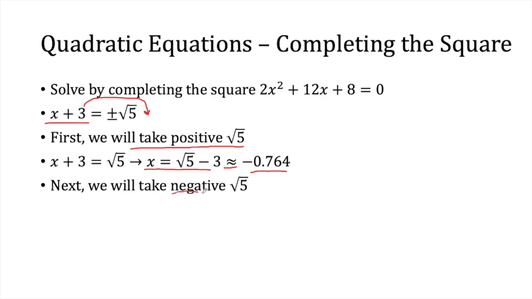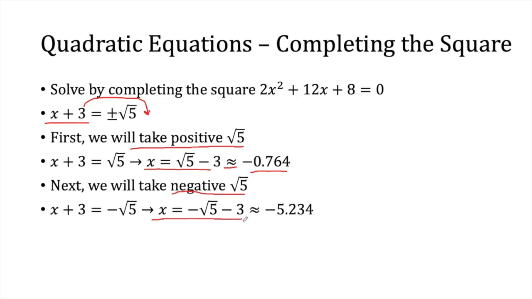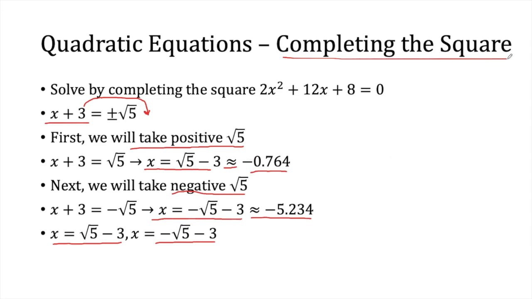Next, we will take negative root 5 on the right hand side and evaluate x. So doing the same thing, we will get x to be negative root 5 minus 3 since we subtract 3 from both sides, and this will be approximately negative 5.234. So this means that x has two values which are root 5 minus 3 and negative root 5 minus 3. So that is how you solve a quadratic equation by completing the square.